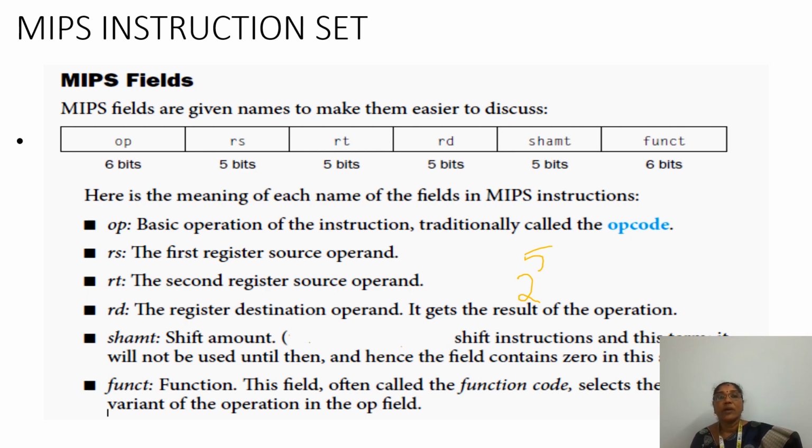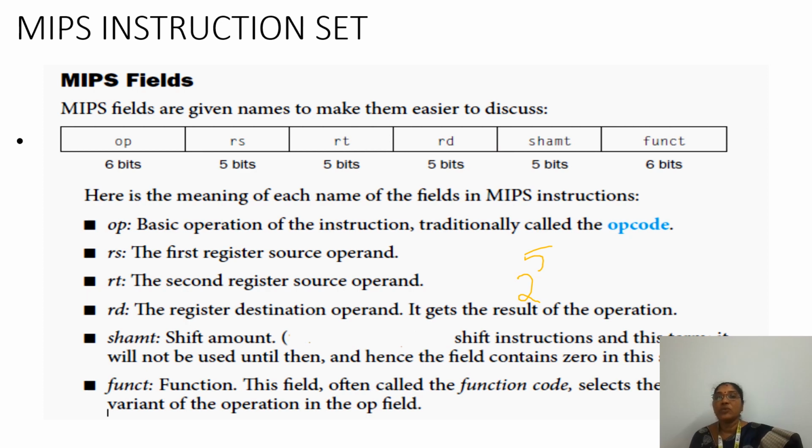And here you have 3 registers. So for each register we are giving 5 bits, and here this shift amount. With this shift amount we are going to perform the shift operation, whether we are going to have the logical shift left or right, and how many positions we are going to shift is represented here.